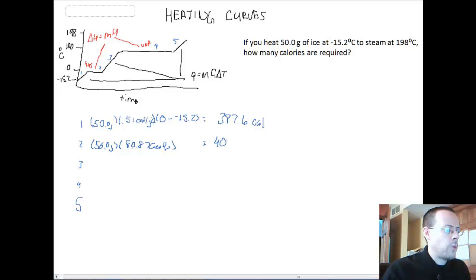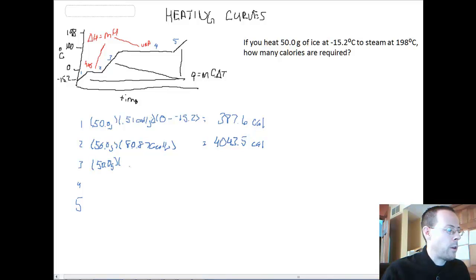And the answer to that is 4,043.5 calories. All right, the next thing is we need to heat our water, because we now melted our ice to liquid water. So we're back to Q equals MC delta T. So we have 50 grams of water now.